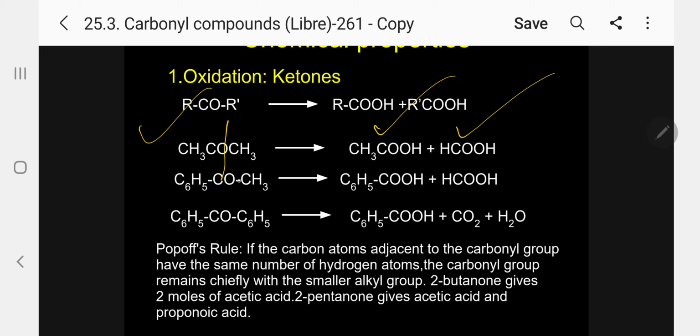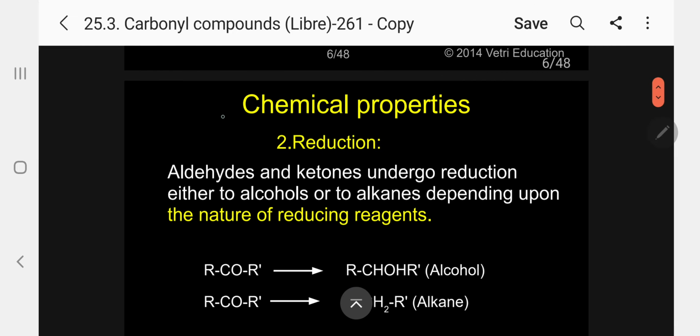If you go for acetophenone, kindly follow, here it is cleaved because the CO group is attached to the carbonyl group, so benzoic acid and formic acid. If you do benzophenone, here it is cleaved, benzoic acid, carbon dioxide and water. So mainly Popov's rule is applicable for aliphatic ketones. Please follow, aliphatic higher members of ketones. Okay.